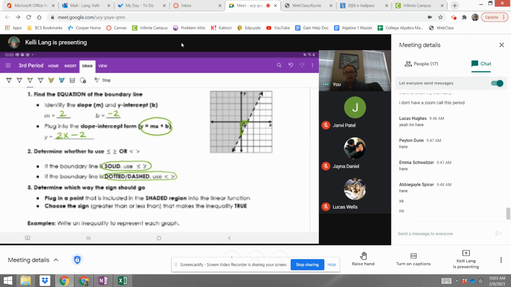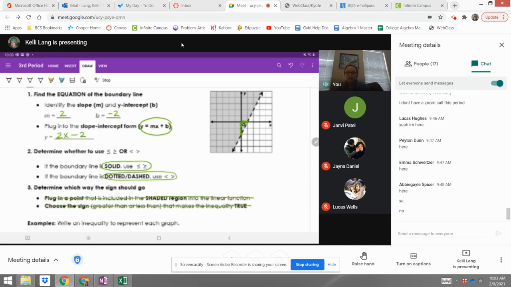Finally, we have to figure out whether we're talking greater or less than. So that's where the shaded region comes in. We use this shaded region to figure out whether it's greater or less. Now, I recommend that you ignore this.